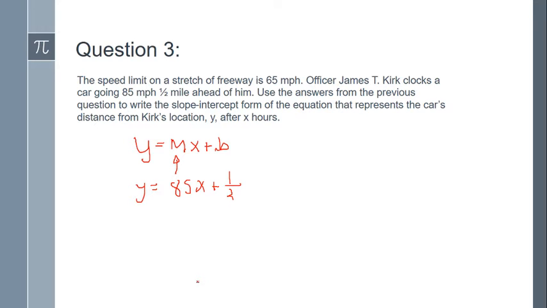We just used the information from the previous question to write the equation in slope-intercept form. If I wanted to calculate how far this vehicle was from Officer Kirk after 2 hours, I would just plug in a 2 for the x. Then I would do 85 times 2 and add a half, and that's how many miles this vehicle would be away from Officer Kirk.